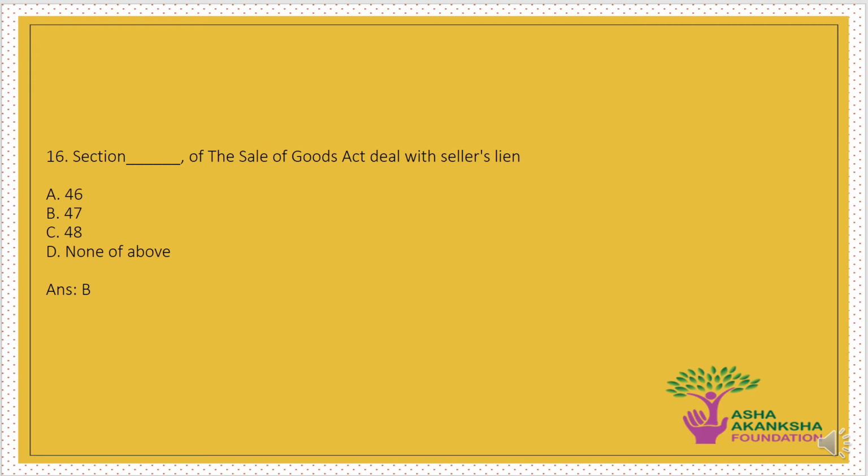The next question is, Section dash of the Sale of Goods Act deals with seller's lien. The options are A. Section 46, B. Section 47, C. Section 48, or D. None of the above. The correct answer to this question is option B. That is, Section 47 of the Sale of Goods Act deals with seller's lien.